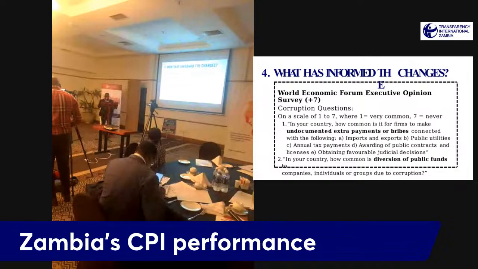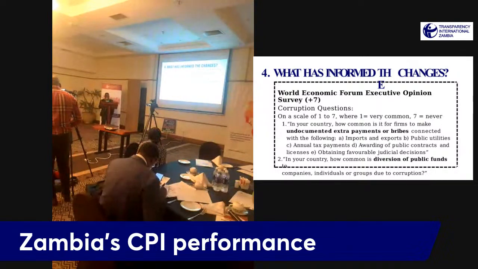We look at the data sources which have improved. So the first one is the World Economic Forum Executive Opinion Survey. And the important corruption question in this particular survey, remember what I said again, is that within that particular data source, there are specific questions which are asked around corruption, which then guides you to know what kind of corruption has been reduced to lead to an improvement in the particular score.